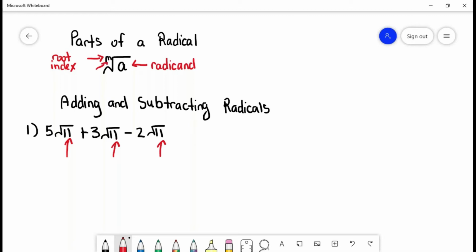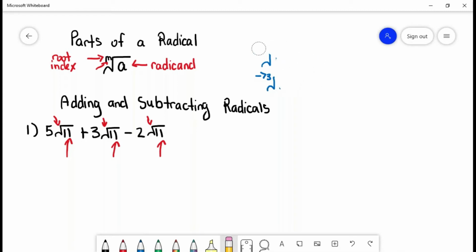But in this case, you actually don't see any number. And when you don't see any number like this, it is understood that the root index is 2. So for example, if I gave you root 12, the radicand is 12, and the root index is 2, because when there is no number written here, it is understood the root index is 2. If you had 12 and you had the cube root like this, the root index is 3 and the radicand is 12. And that's just important to keep in mind.